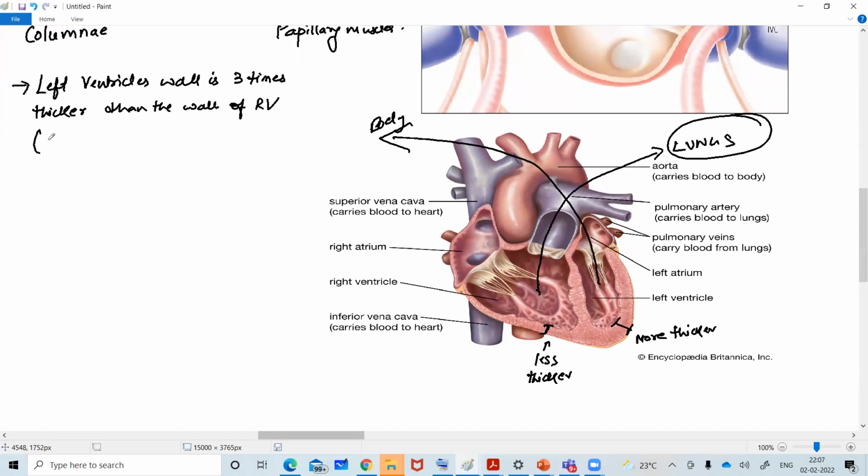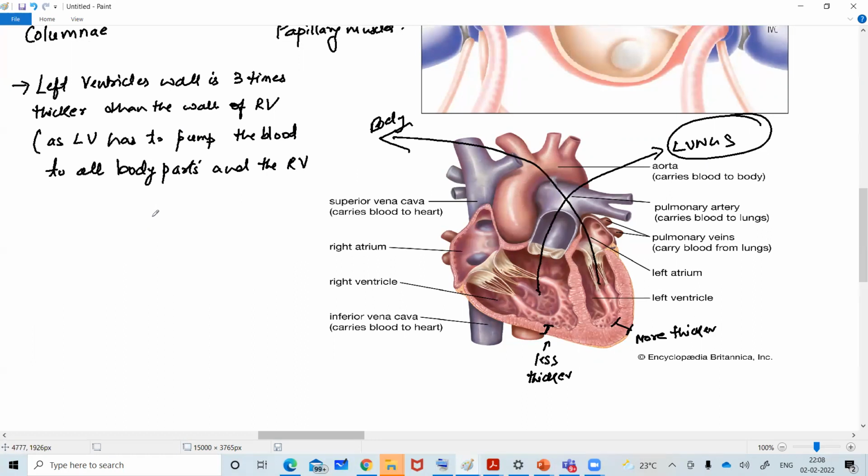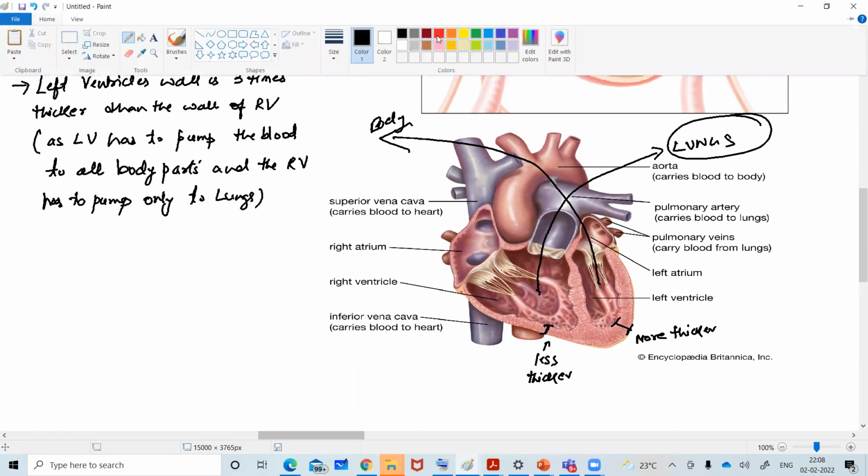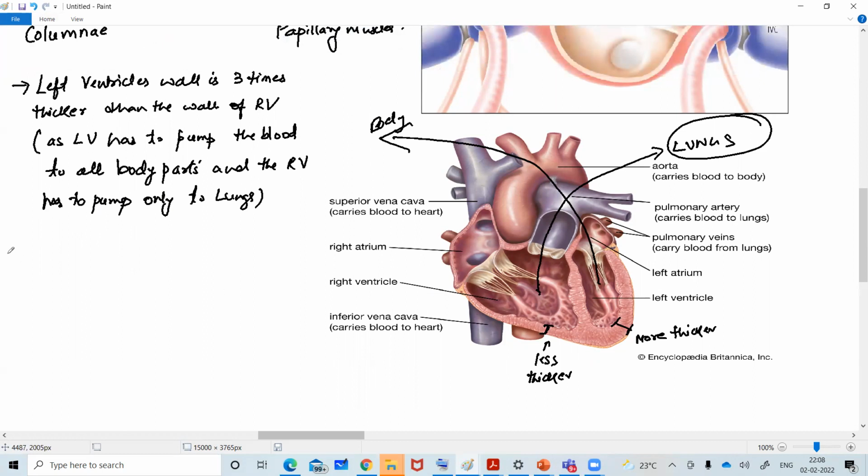You can give a reason also why, because the left ventricle has to pump the blood to all body parts, and the right ventricle, as I said, is going to the lungs, right? So there's no big distance, and the right ventricle has to pump only to the lungs. That is why there is a difference in the thickness of the muscular walls of the ventricles.